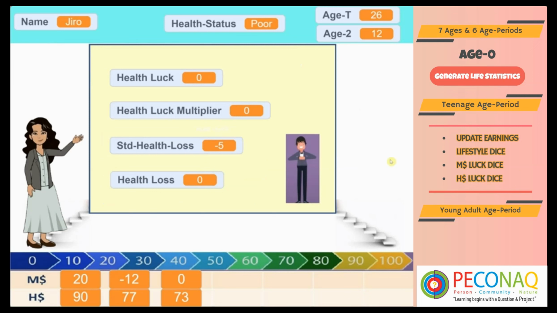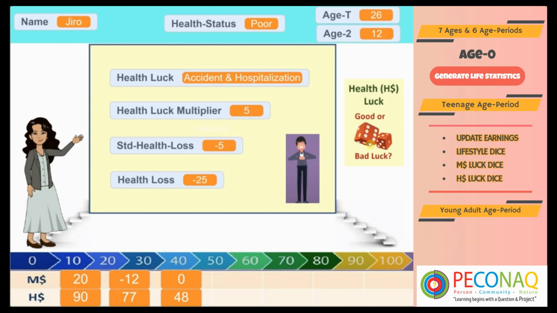Please click the health luck icon to see your health luck in this period. I can see that my health luck in this period is accident and hospitalization. The health luck multiplier on the standard health loss of -5 points is 5 times. Thus, my health loss in this period is 25 points. The updated balance in my health account is 48 points, and the health status updated accordingly.